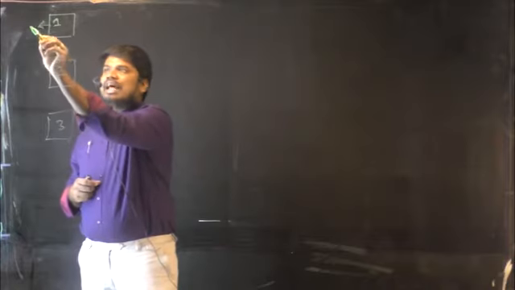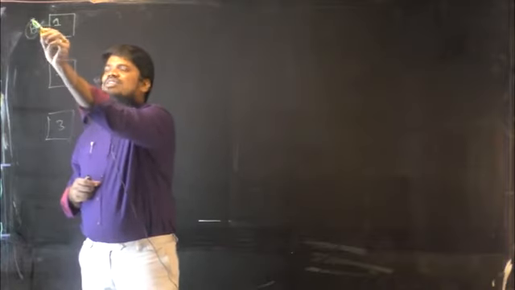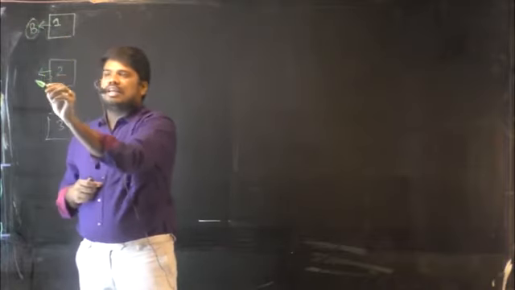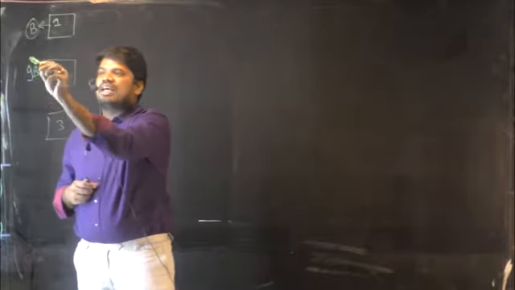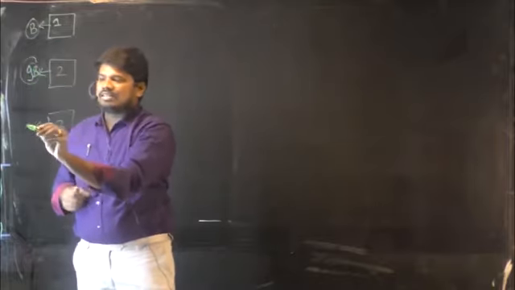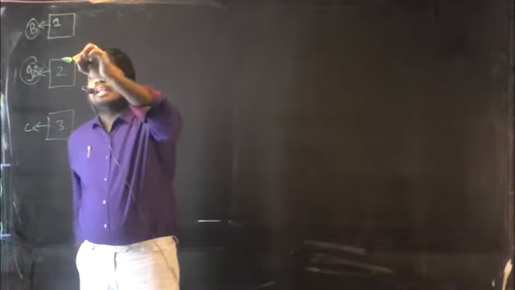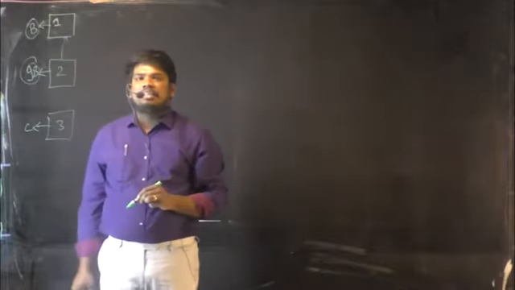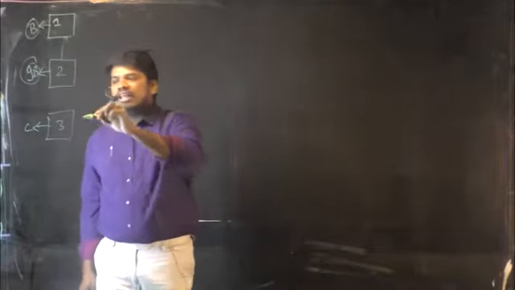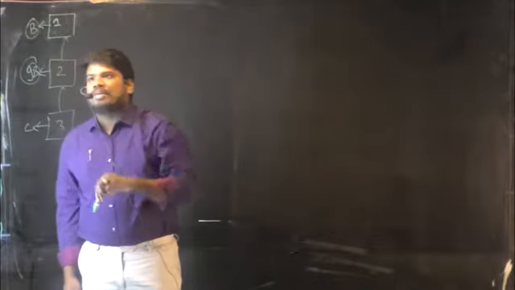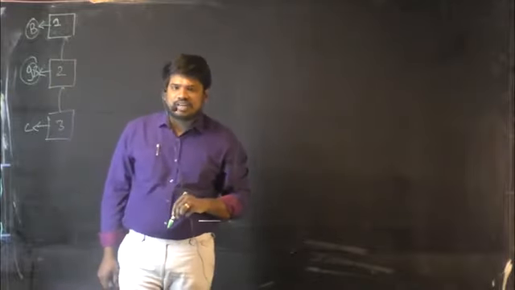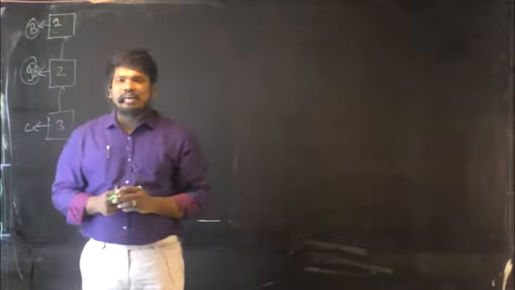This I'm calling as a base class, this I am calling as an intermediate base class, and this I am calling as a child class. The intermediate base class will take the properties from a parent, and the base class will take the properties from an intermediate base class. So observe the example clearly.